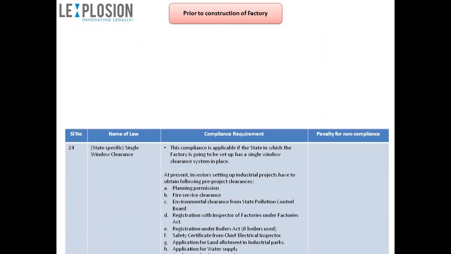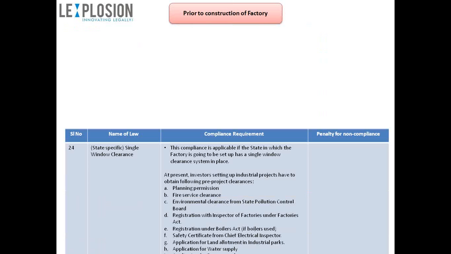This is not a particular law that we're looking at, but we're looking at this whole system of single window clearances that is available in some of the states. You don't have to approach multiple authorities for seeking sanctions and approvals in order to set up your factory. If you're setting up your factory in some particular states, you go to a single authority who acts as a single window, and this authority will be able to obtain the required consents and permissions from the other authorities and give them to you.